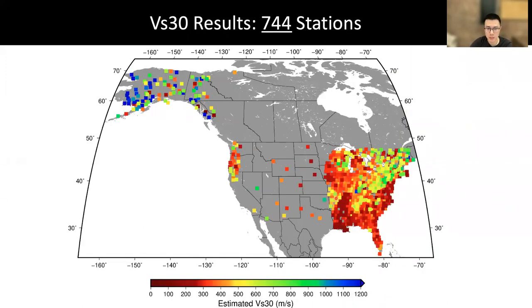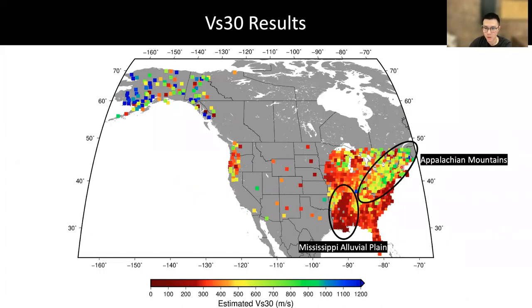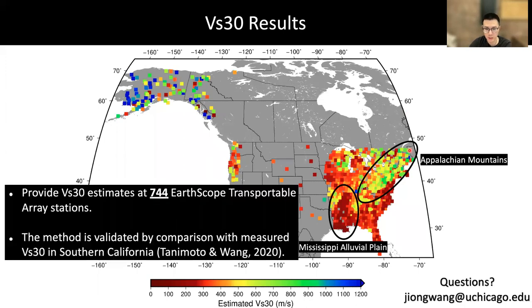In the end, we obtained Vs30 at 744 TA stations, plotted on this map across the US. They're colored by their corresponding Vs30 values. All the dark red points are stations with slow Vs30, and the green and blue stations are stations with fast Vs30. Immediately in the eastern US, two groups stand out: the Mississippi alluvial plains, where many stations have some of the slowest Vs30, and the Appalachians, where stations have some of the fastest Vs30.